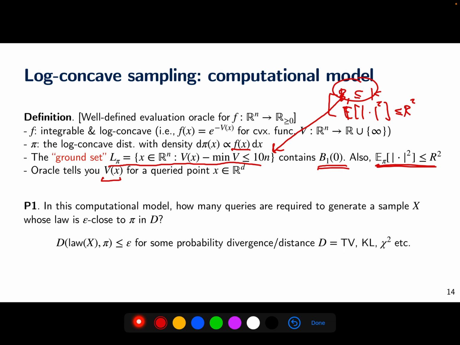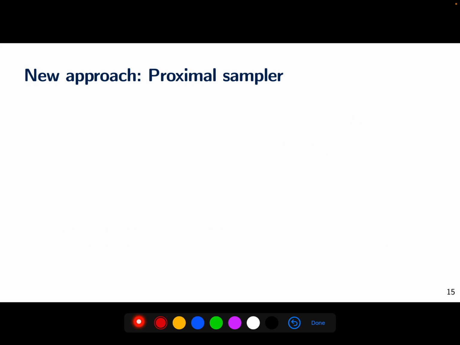And yeah, our question is the same. In this computation model, how many queries do we need to generate a sample x which is close to phi, in some chosen metric d and chosen accuracy epsilon? And instead of hit and run that was used in Lovász and Vempala's work, we are going to use the proximal sampler, which is some kind of general sampling framework.